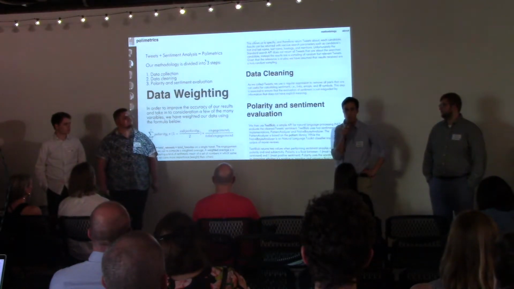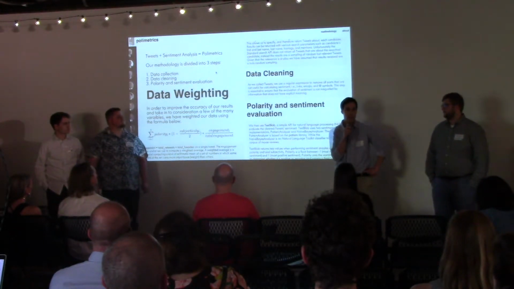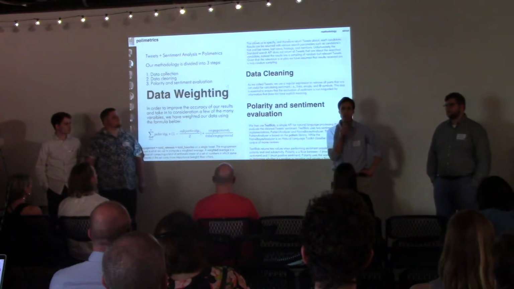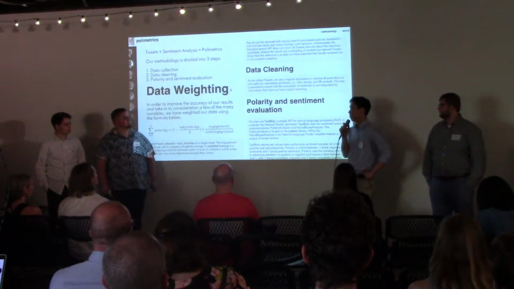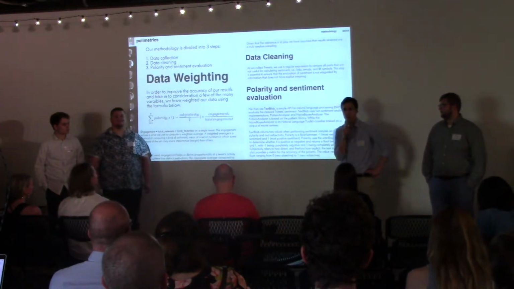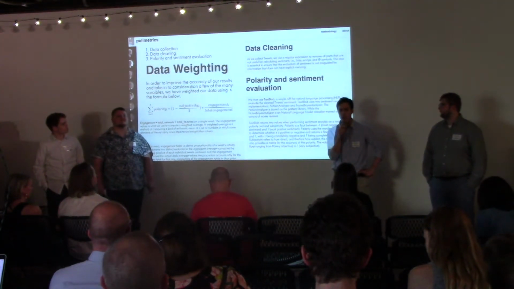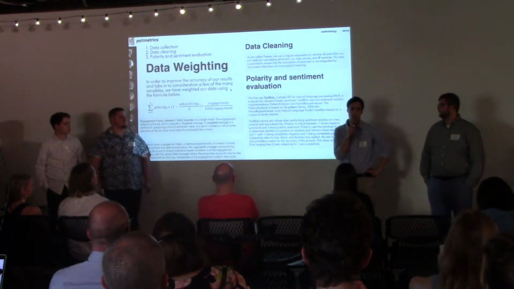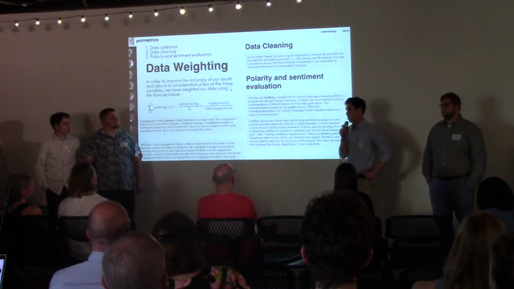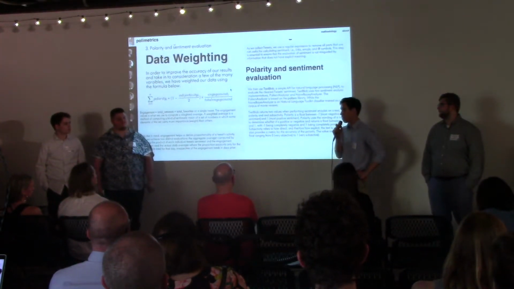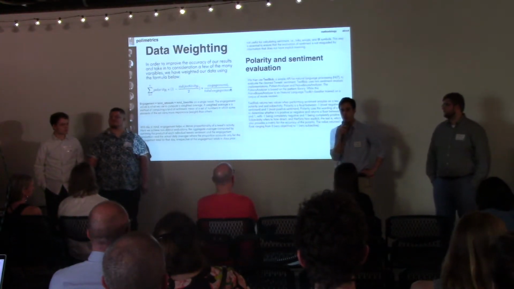The collection obviously was using Twitter's fabulous API that allowed us to get about 500,000 tweets over the course of 2 weeks. So that's a lot. It's a good sample size for us to gauge sentiment. And for the analysis, we used a natural language processing toolkit, which is written in Python, called TextBlob. It allowed us to gauge sentiment.